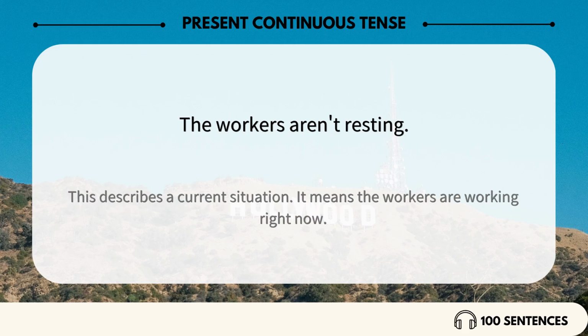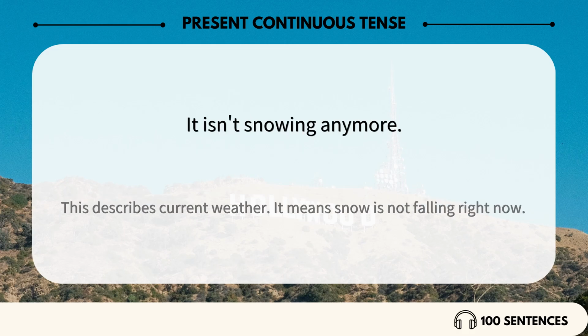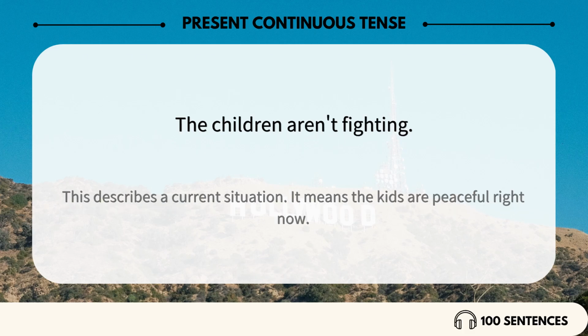The workers aren't resting. This describes a current situation. It means the workers are working right now. It isn't snowing anymore. This describes current weather. It means snow is not falling right now. The children aren't fighting. This describes a current situation. It means the kids are peaceful right now.